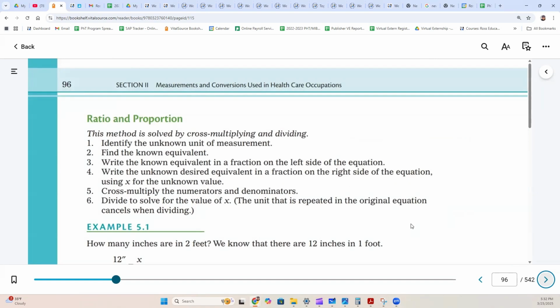The ratio and proportion method is solved by cross multiplying and dividing. Identify the unknown unit of measurement, find the known equivalent, write the known equivalent in a fraction on the left side of the equation, write the unknown desired equivalent in a fraction on the right side of the equation using x for the unknown value, cross multiply the numerators and denominators, and divide to solve for the value of x.